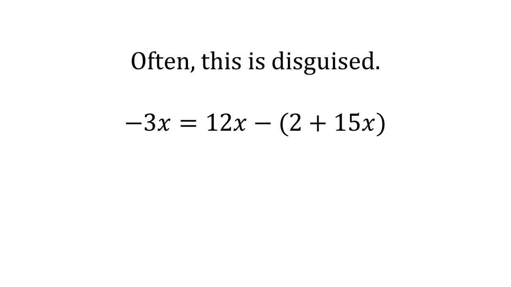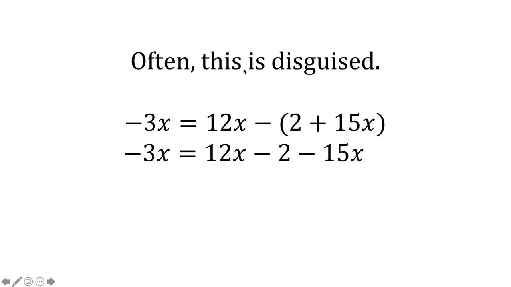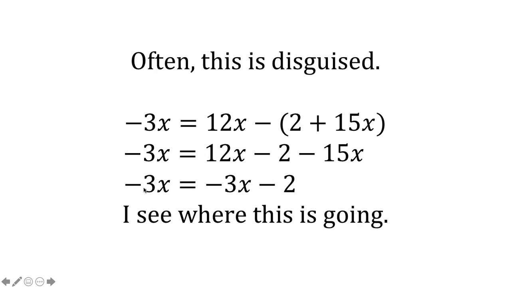So let me first, I've got here 2 plus 15x. I can't add these together because they're not like terms. So let me distribute this negative into the brackets here. And when I do that, I get minus 2 minus 15x. Now I got like terms here, 12x and minus 15x together. That gives me minus 3x. Now it's more obvious that I've got the same coefficients on both sides, but different constants. So this is going to be a situation where there are no solutions. Minus 3x equals minus 3x minus 2.